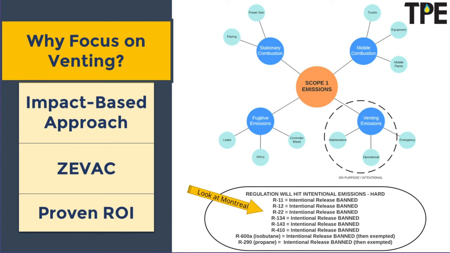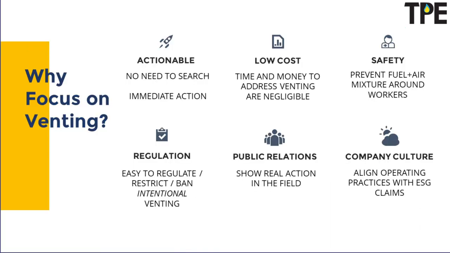Even if you disagree and you say, oh, that'll never happen, there's actually a lot of reasons to focus on venting. And the first is it's actionable instantly. You already know where they all are. Every venting blowdown that an operator performs, they already know where it is because they're sending someone to go do it. And they're very low cost to mitigate because of that. You're already mobilizing. You're already sending people to the site. You're already going out there to do some operation. So a lot of the cost and time is already in. We'll talk about the difference between doing that operation and doing it without a blowdown, and the difference is negligible.